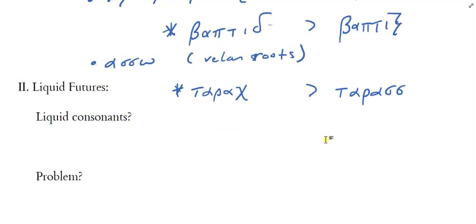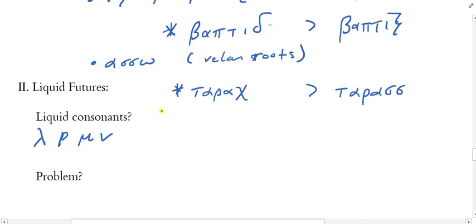Okay, so that's the big hairy ball of wax. All right, so liquid futures. Let's talk about this type of verb form here. What we're dealing with with liquid futures is forming the future tense with verbs that have stems where the future stem is going to end with a liquid consonant. All right, so what are the liquid consonants? Okay, so lambda, rho, mu, and nu. Okay, lambda, rho, mu, and nu. If my future stem ends with one of these liquid consonants, then I'm going to have some issues.